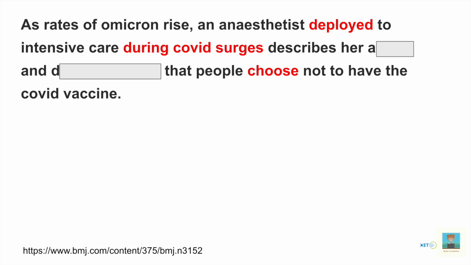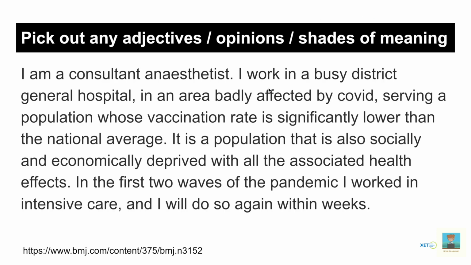Okay, so what we're going to do now is go through this article paragraph by paragraph. And first of all, I'd like you just to read through each paragraph and pick out any kind of emotional language, like I've done here. So pick out any adjectives, opinions, or shades of meaning. I'll read it with you.